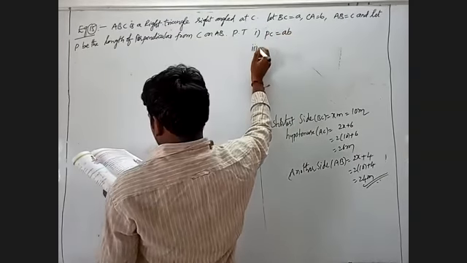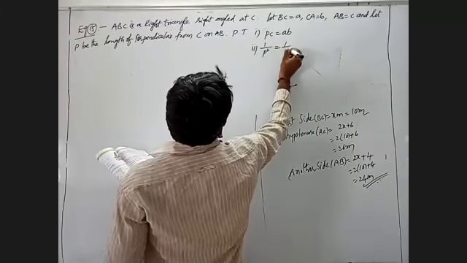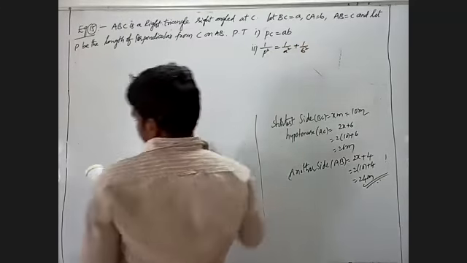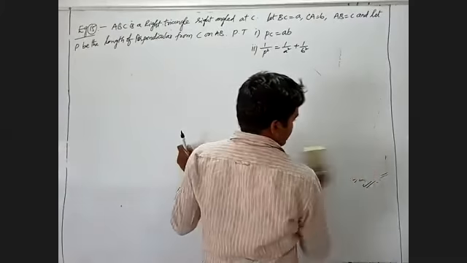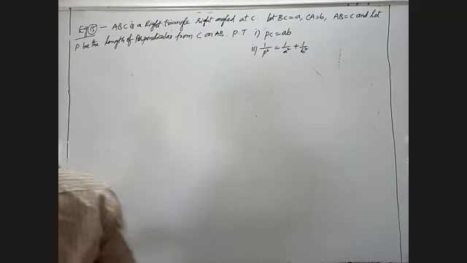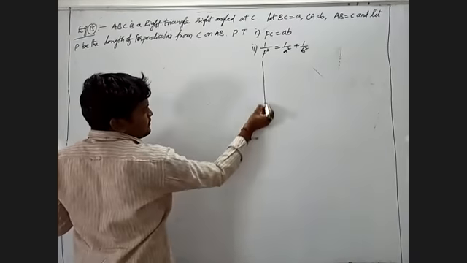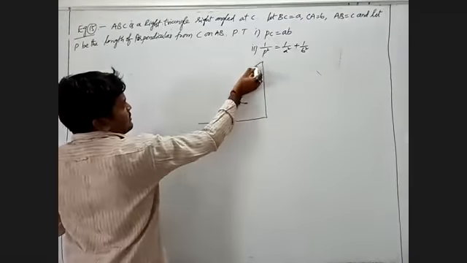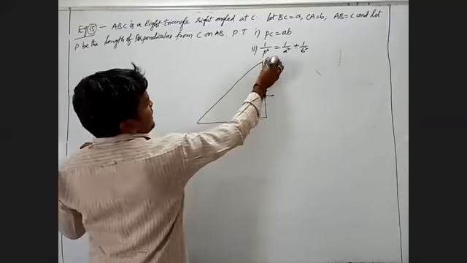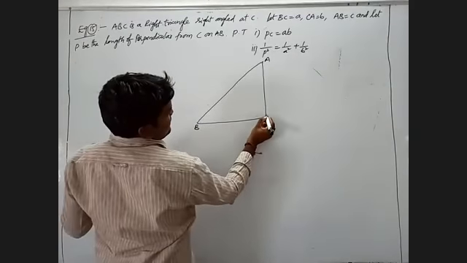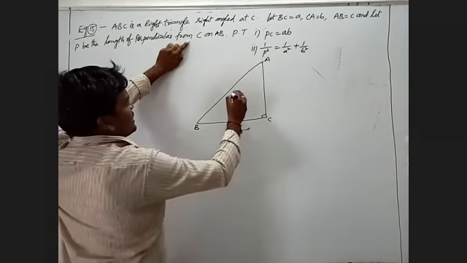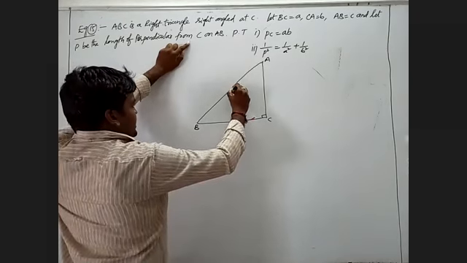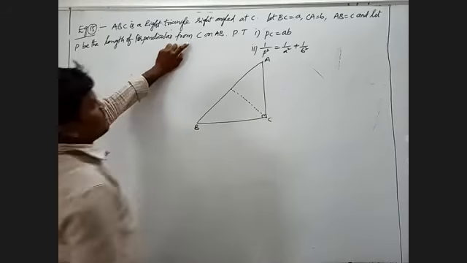Second, 1 by p square is equal to 1 by a square plus 1 by b square. First, I will draw a figure. This is the given figure ABC, a right angle triangle at C, and p is the length of the perpendicular from C on AB. I will take a perpendicular line. This is the given perpendicular line.